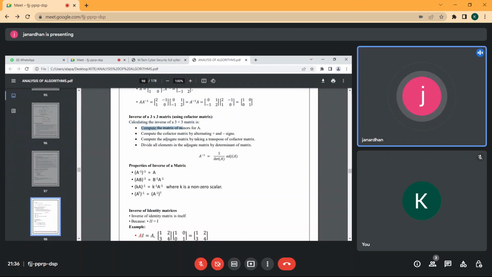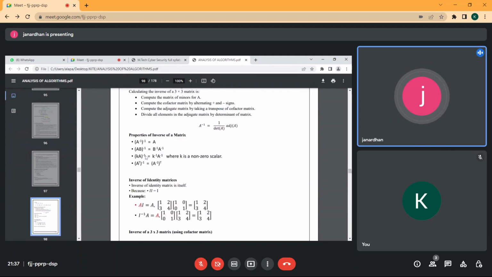Compute the matrix of minors for A. Compute the cofactor matrix by alternating plus and minus signs. Compute the adjugate matrix by taking the transpose of the cofactor matrix. Divide all elements in the adjugate matrix by the determinant of the matrix. That is, A inverse equal 1 by det A into adjugate of A.